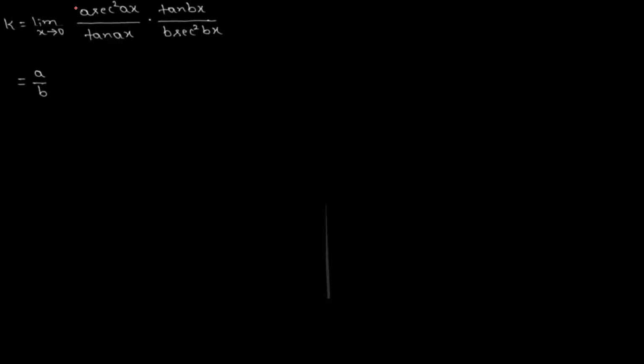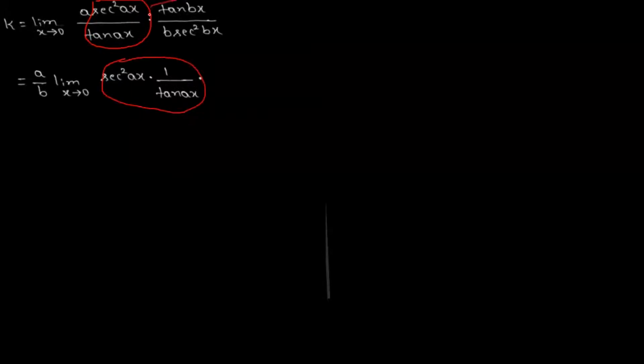Now let us write the constant outside the limit. A divided by b is a constant which is independent of x, which we can write outside the limit. Now inside the limit, let us rearrange the terms. Secant square ax we will write first, then into 1 by tan ax we will write now. We are just rearranging the terms. So this mixed thing has been separated like this.